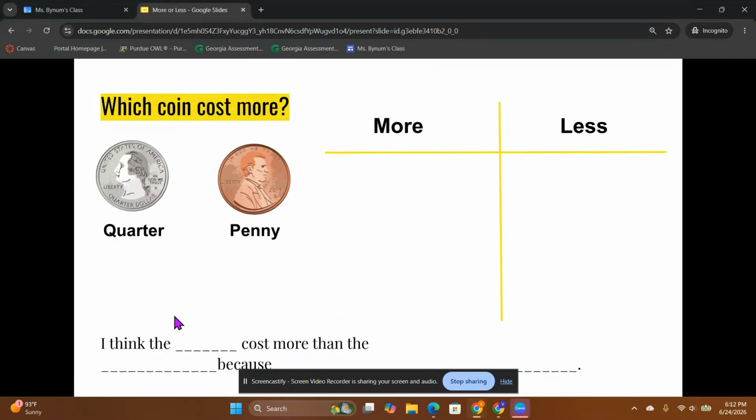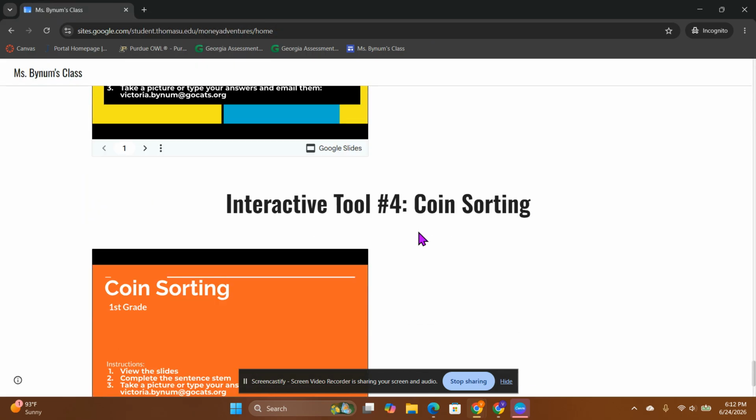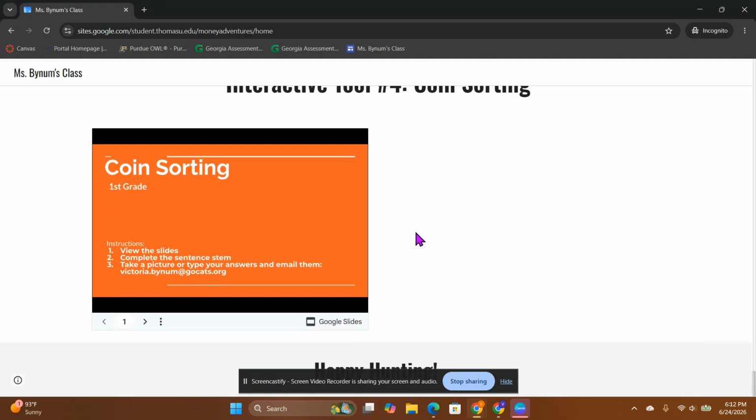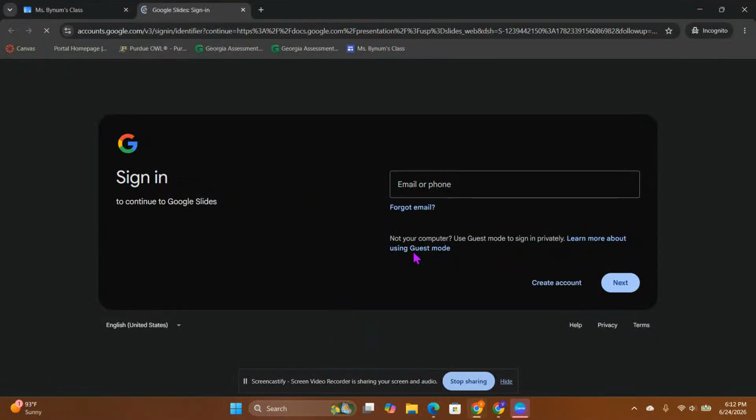completing the sentence stem. I think the blank costs more because the blank. In this case it would be, I think the quarter costs more than the penny, because, and then they'll state the value of the coin, because the quarter is 25 cents and the penny is 1. And here they are sorting, and when they're sorting, they also have to complete a sentence stem as well. That is awkward. It is what it is.